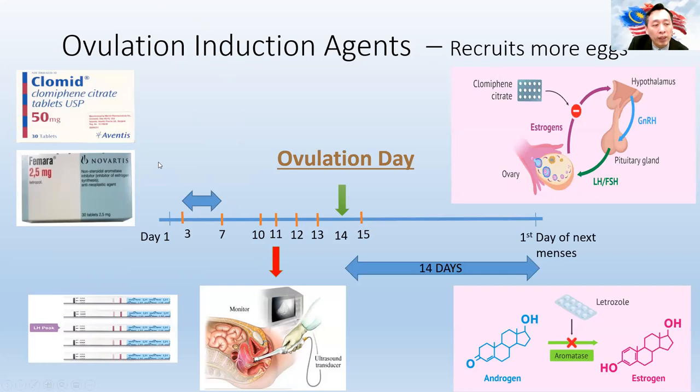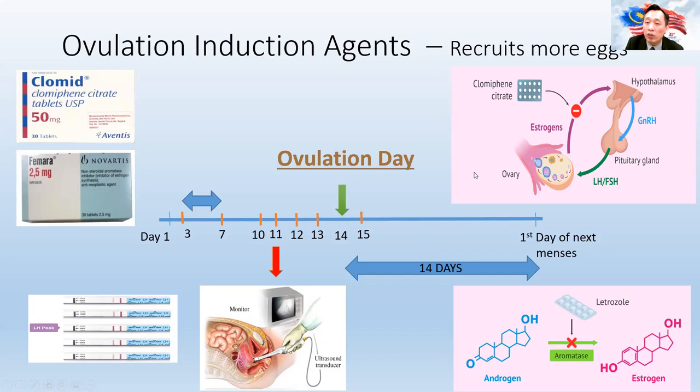So you ask the patient to come back for a scan. You can do a tummy scan. You can do a vagina scan. If you see a growing follicle, then you can ask them to time the coitus, or you can give something like Pregnyl, and also the HMG or HCG, to induce the ovulation.